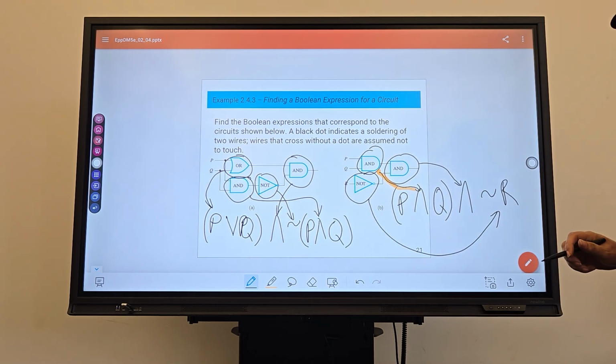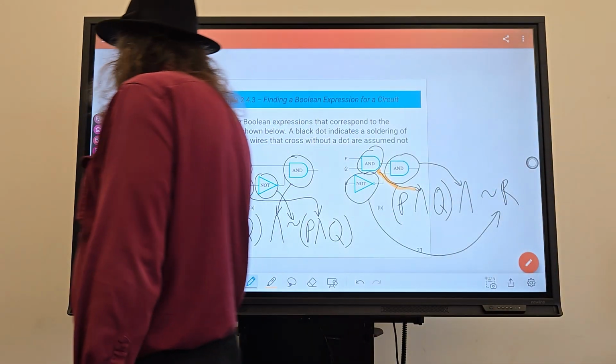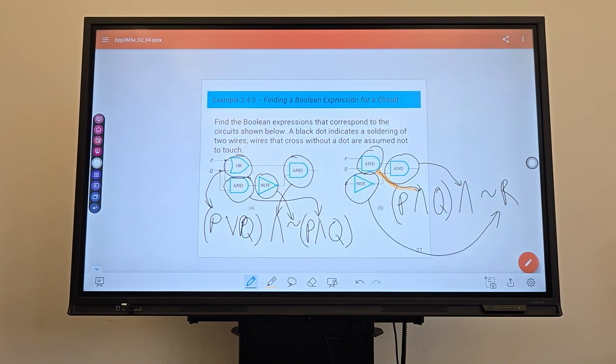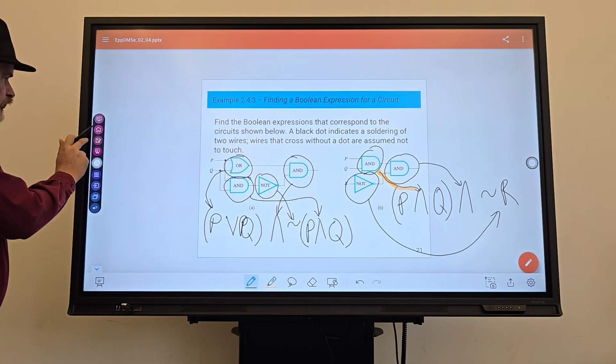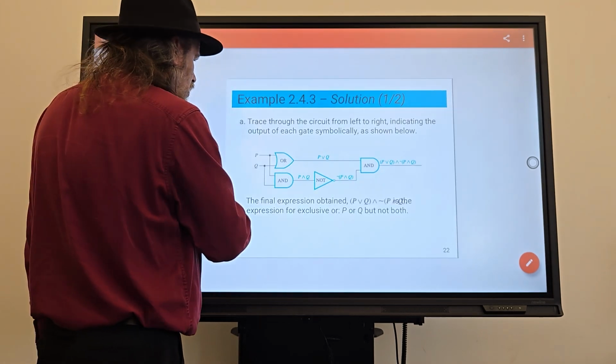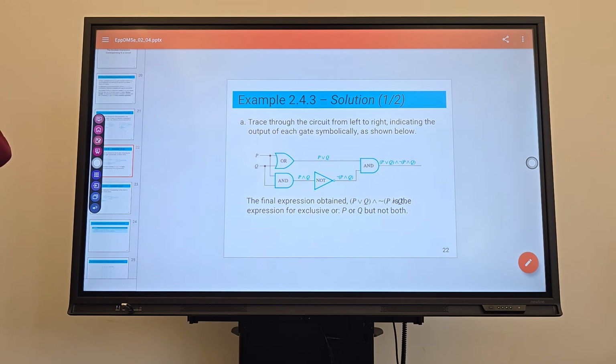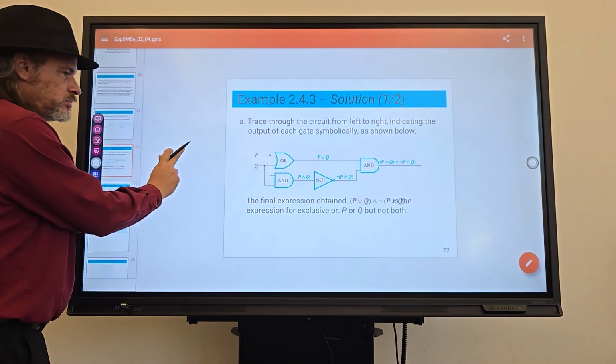Just putting the symbols based on the gates that you see. So this is the way they do it. Trace through the circuit from left to right, indicating the output of each gate symbolically, and then combine them in the expression.